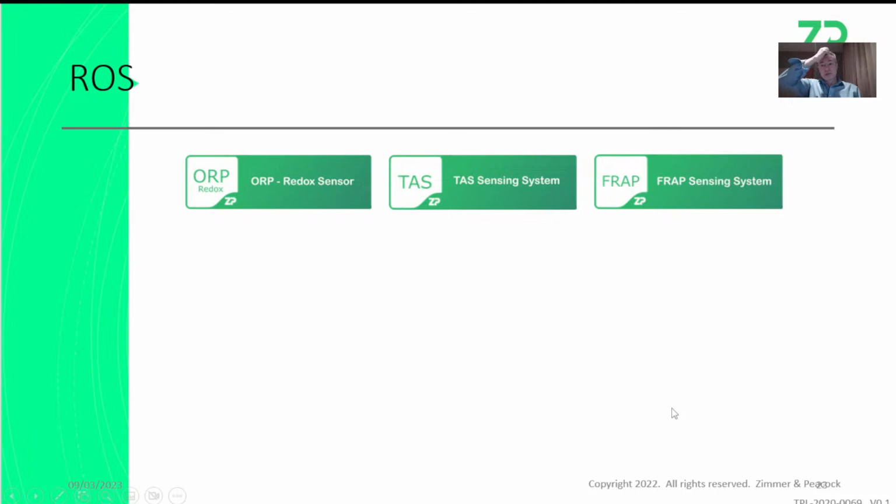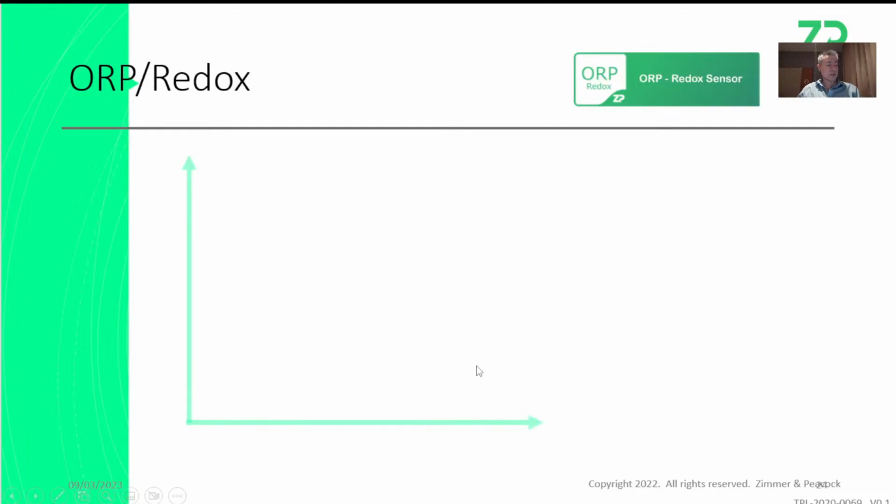There's many ways of measuring these kinds of reactive oxygen species: ORP, TAS, and FRAP. In this webinar, for this application, I'm going to suggest the ORP measurement to these people. So this is a thought experiment, by the way. We've not done this. This is just purely thought.